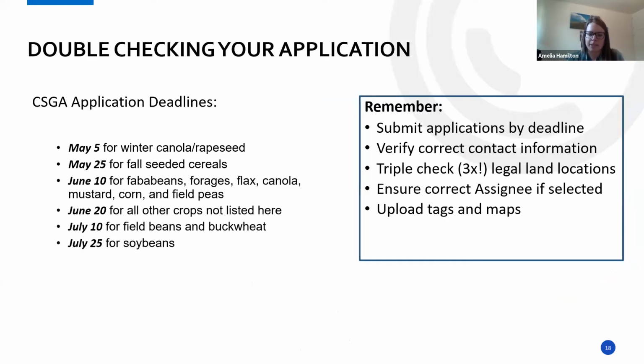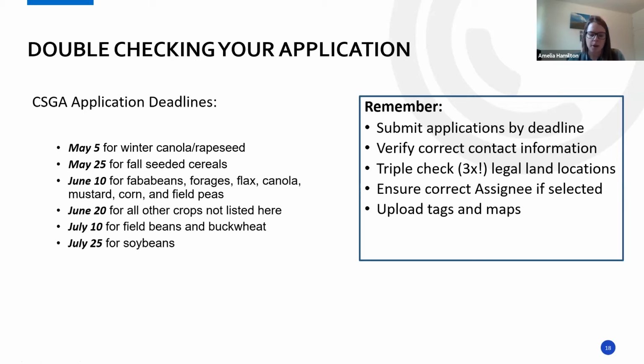So regarding applications, I just want to do a quick review on submission and cancellation. Please note that CSGA is now accepting applications for 2021. Listed here are the application deadlines by crop kind, which is also posted on the CSGA website. So remember to submit your applications by the deadline if possible.